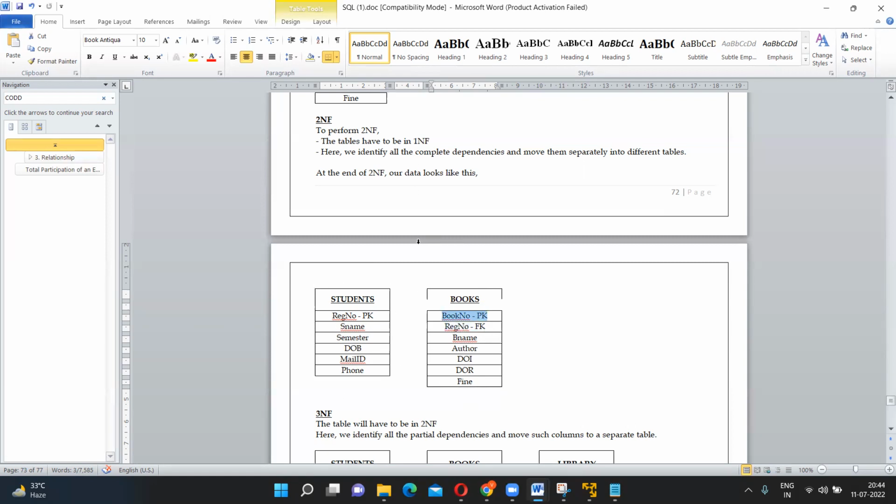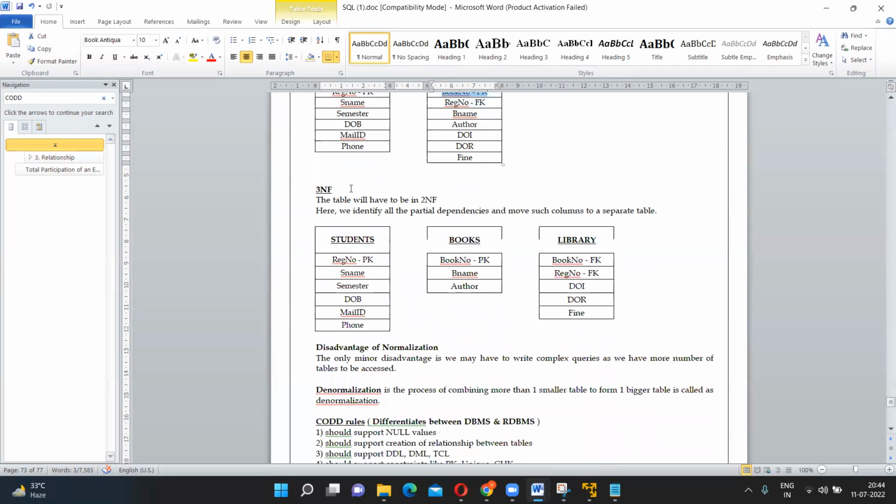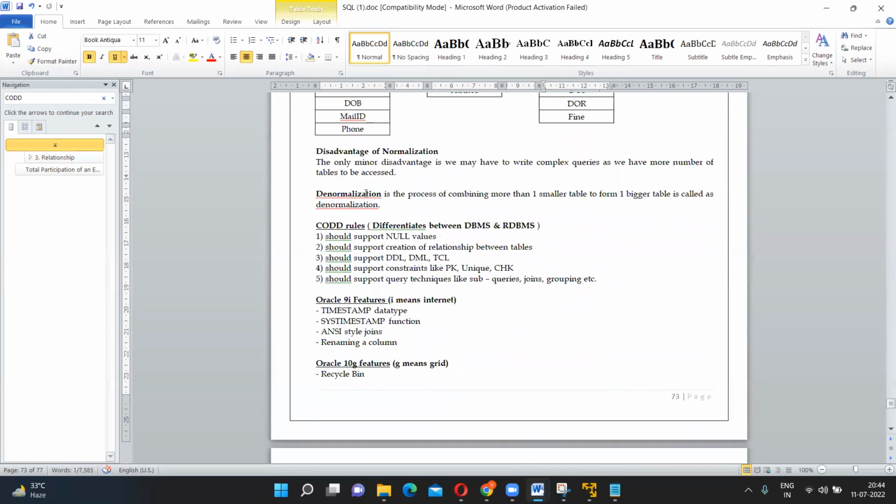Second normal form, where there was complete dependency between students and books, and we split it into multiple tables. Then I taught you there's something called third normal form. The table must be in second normal form, student and book, and wherever there is a partial dependency, we'll move it into a separate table. Library was partially dependent on student and book, so we have moved it into a separate table. The disadvantage of normalization, I told you, is that we'll have to write complex SQL queries because we'll have to join all these three tables. Denormalization, I told you, is a process of combining what, guys? Combining smaller tables to form a bigger table is called denormalization.